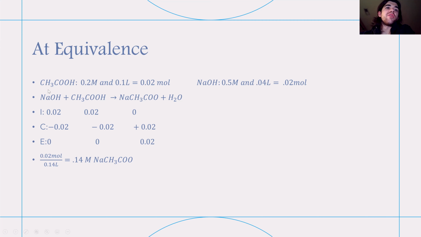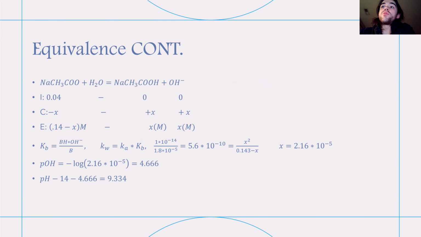Then we go and write out our reaction. Sodium hydroxide plus acetic acid breaks down into, well, I can't remember the name, but that plus water. So we go in with our ICE table. We get all this. This should all equal out to zero because it's an equivalence reaction. There should be nothing left except for this. So now we take that 0.02 moles, then we add our 0.1 liters and our 0.04 liters. We get 0.14 liters. We divide the two of them and we get 0.14 molar of what it breaks down into. Now we're going on to our next slide, which is our equivalence reaction continued.